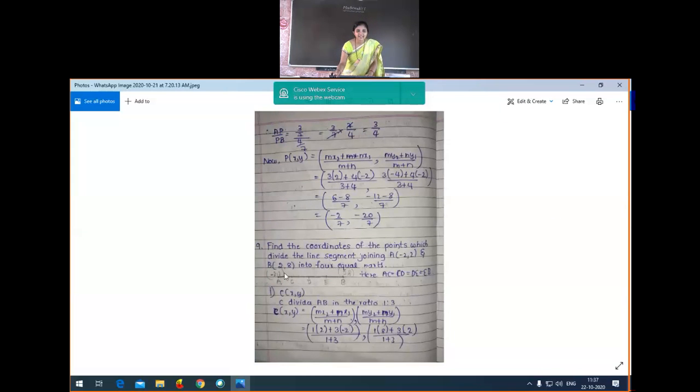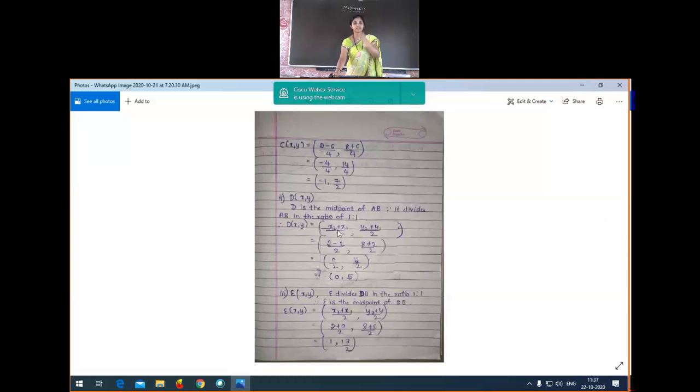Here on this side of D there are two equal parts, and on this side also two parts. So will you take the ratio 2:2? 2:2 is again 1:1 only. So we can consider this D point as the midpoint of the AB line segment. That's why we can take a 1:1 ratio using the midpoint formula. Directly we can get the D coordinates. This point we have to take as x1, y1 and this point as x2, y2. So D acts like a midpoint. Therefore x2 plus x1 by 2 and y2 plus y1 by 2. After the simplification we'll get 0, 5.